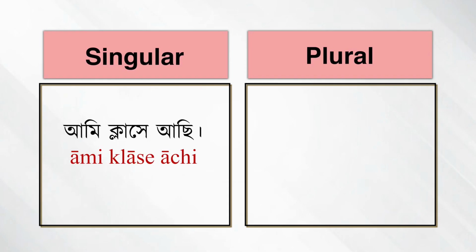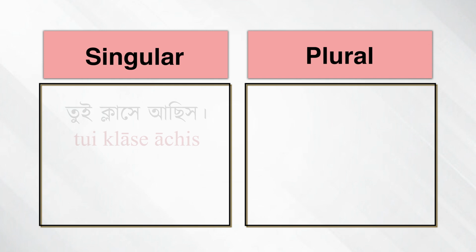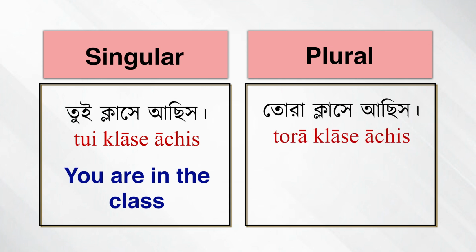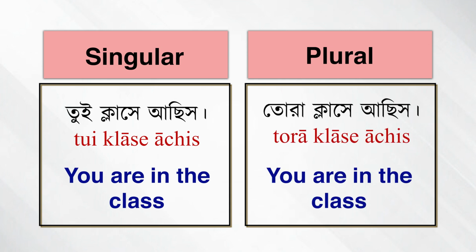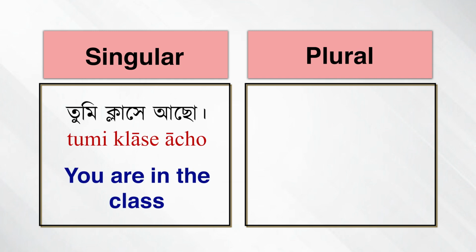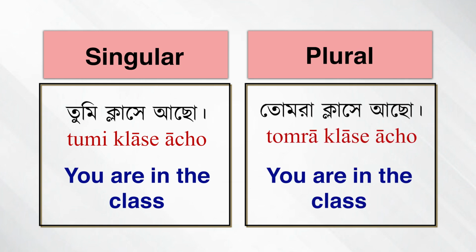the person. On the left side, we have singular pronouns, and on the right side, we have plural pronouns. Singular pronoun, Ami classe achi. I am in the class. For plural pronoun, Amra classe achi. We are in the class. Singular pronoun, Tui classe achish. You are in the class. Plural pronoun, Tora classe achish. You are in the class. Singular, Tumi classe acho. You are in the class. Plural, Tomra classe acho. You are in the class.